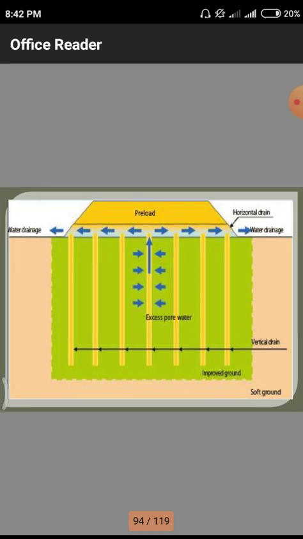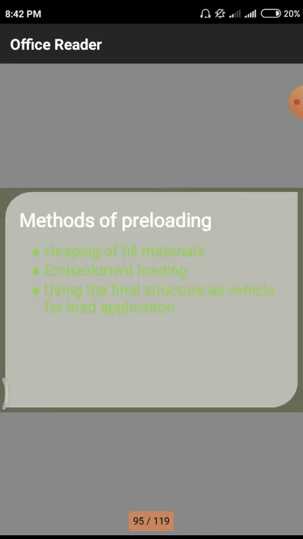Okay, this is the clear cut picture showing about this preloading and vertical drain philosophy. Next, what are the different methods of preloading? That means heaping of fill materials. Next one we are having is the embankment of loading. Third one we are having is using the final structure as vehicle for the load application.